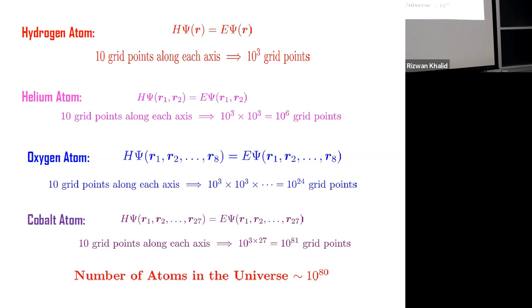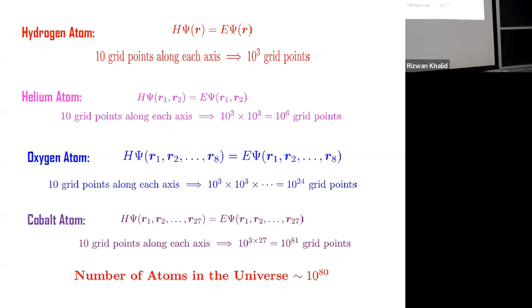Let us suppose we have a hydrogen atom, with 10 grid points along each axis. I'm neglecting the spin degrees of freedom here, just using the spatial degrees of freedom. So along the x-axis, you have 10 points. Along the y-axis, 10 points. And along the z-axis, 10 points. So on this grid, you need to calculate the wave function at 1,000 points, because 10 values for x times 10 values for y times 10 values for z gives 1,000 grid points.